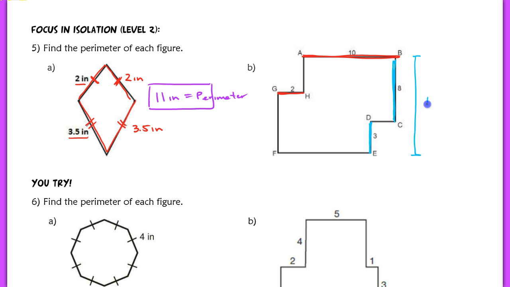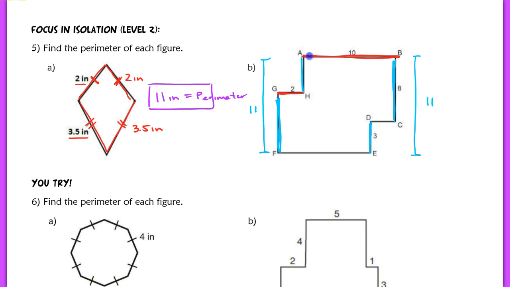8 plus 3, that means that the height of this figure here is 11, which means that over on the other side, AH and GF, even though I don't know their individual lengths, I know that together they add up to 11. Now the same thing goes as well horizontally.